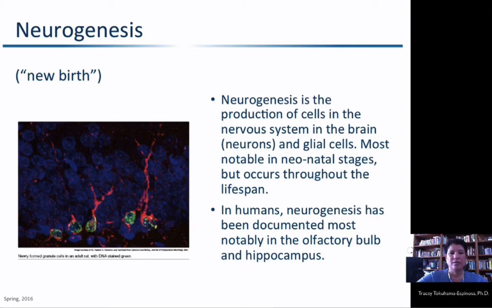Neurogenesis means the birth of new neurons. A neuron is nothing more than a cell in the nervous system, okay? So you all know what cells are. You have cells in your skin. You have cells everywhere. A neuron is a cell in the nervous system. So neurogenesis means a new cell birth. We once thought that you have a certain number of neurons, and then if they die, you never have them replaced.